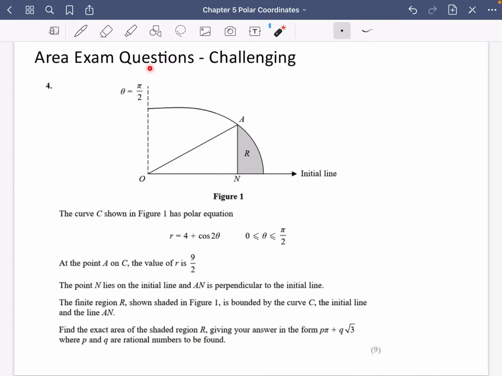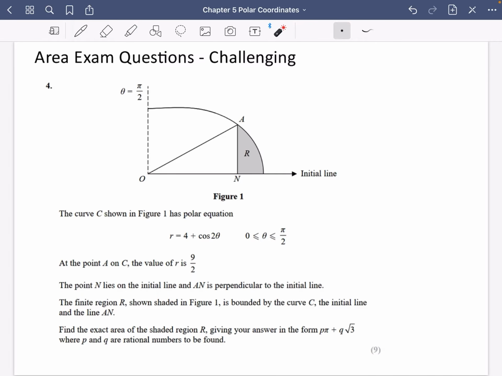Okay, I'm going to look at some area exam questions, and they're a bit challenging just because they're different to some of the previous ones that we've seen here. So first of all, it says the curve C shown in figure 1 has the polar equation r equals 4 plus cos 2 theta. So we're talking about this part that we've got here, and it's just between 0 and pi over 2, which we can see.